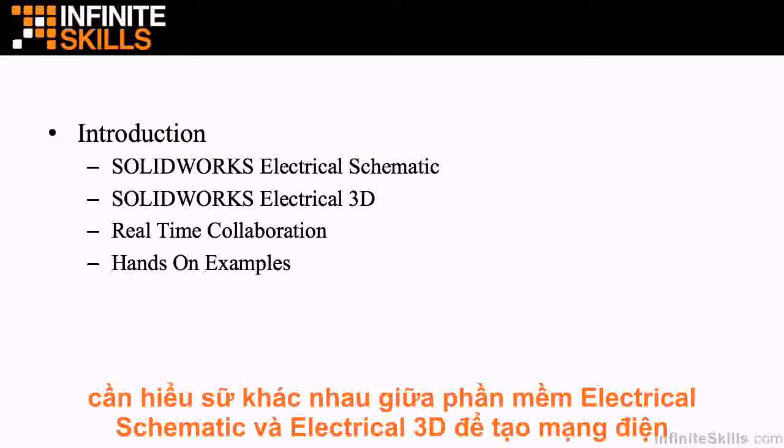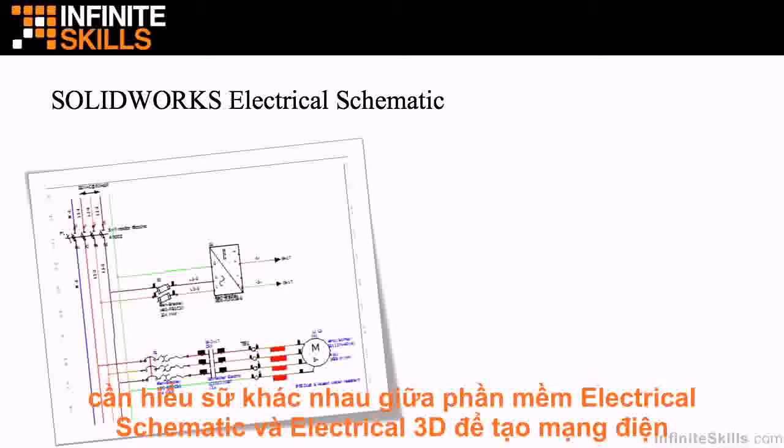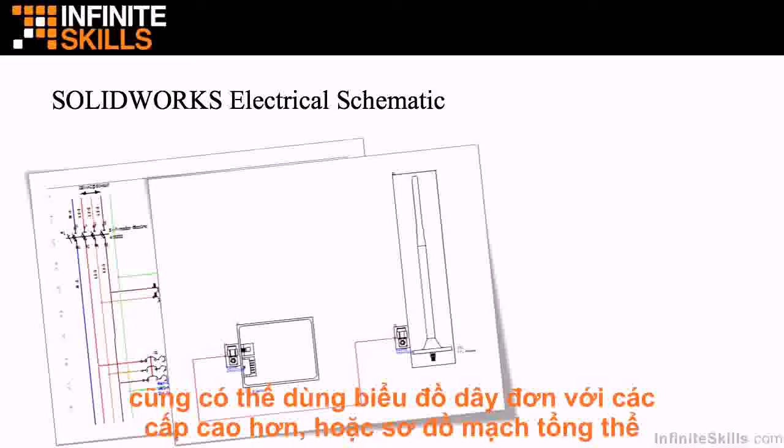First, let's understand the differences between the SolidWorks Electrical Schematic software and the Electrical 3D software. SolidWorks Electrical Schematic is a standalone, purpose-built schematic design software that does not take a license of SolidWorks Mechanical out. It is a standalone software package. It is used to create typical multi-wire schematics like you see here on the screen. It is also used to create single-line diagrams that can be used to describe a system from a higher level.